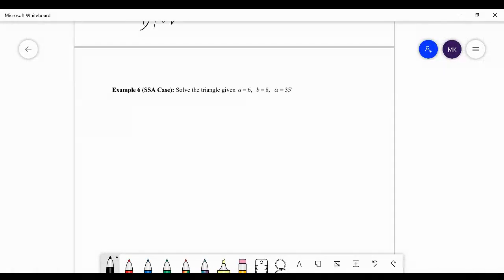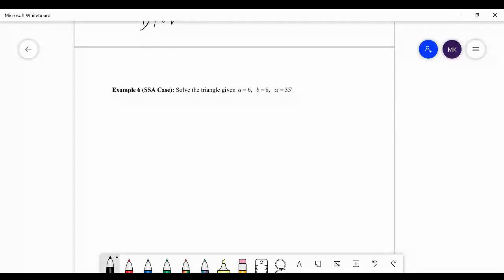Let's look at example 6. We're still doing our side-side-angle. So again, we have the acute alpha. We have that B is greater than A. So we need to figure out what H is. This is exactly the same idea as 5. Depending on whether A is less than H, equal to H, or greater than H, we'll either have no possible triangles, one possible triangle, or two possible triangles. And so we need to figure out what H is.